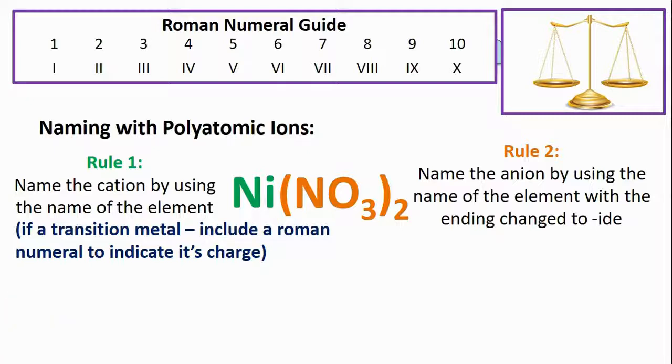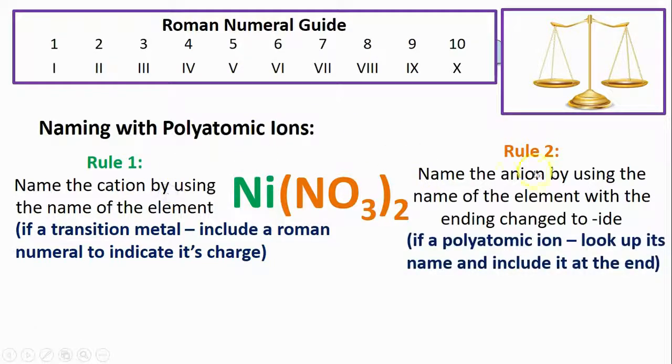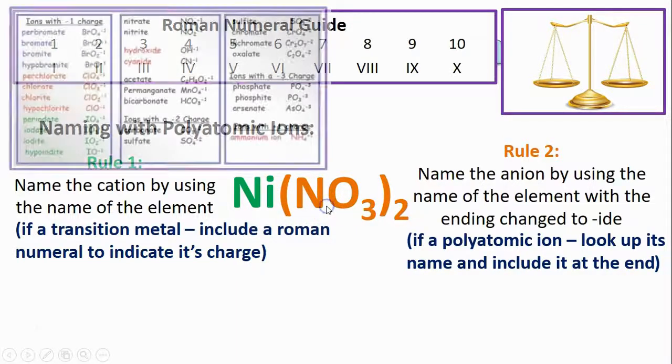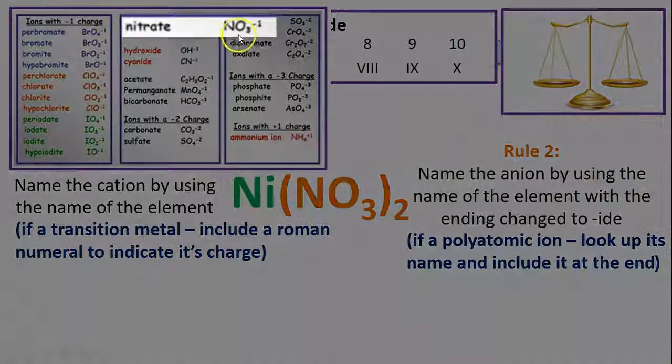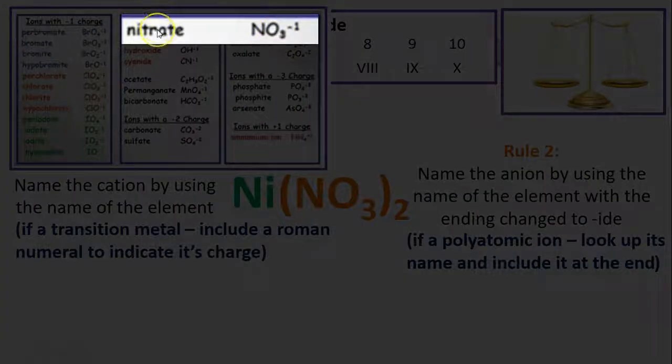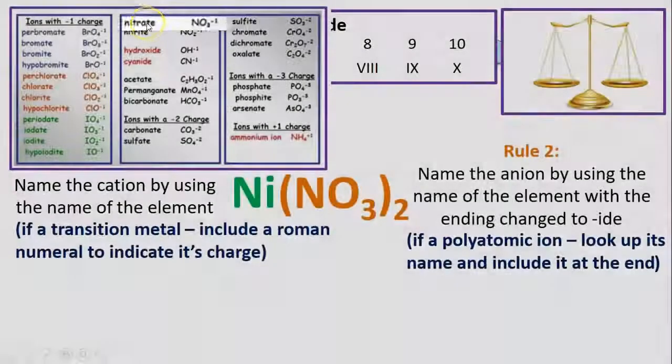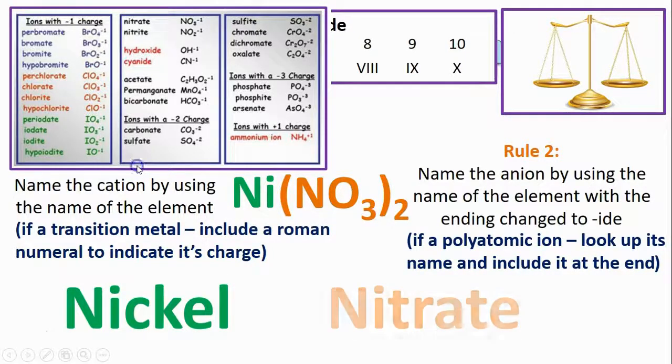Let's try to write a name for NiNO3. The same naming rules apply just as they always have, with only one small addition. If you see a polyatomic ion, just look up its name and include it at the end. Since NO3 is definitely a polyatomic ion, I need to go to a reference sheet, find it up here at the top, and just look up to see whatever it's called, in this case, nitrate. So the first thing I write down is nickel for the Ni and nitrate for the NO3.